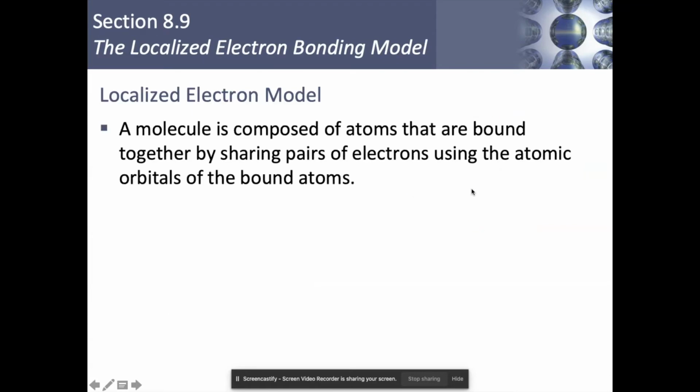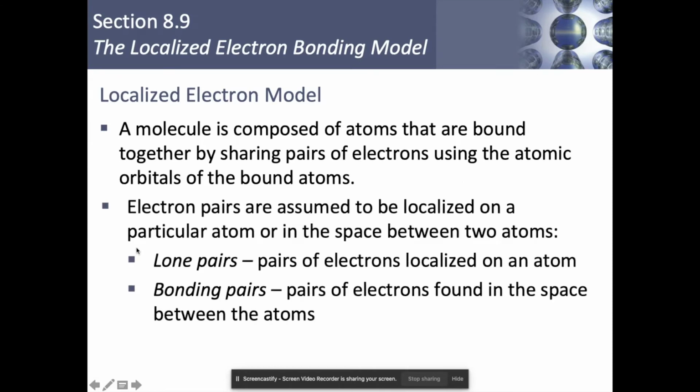All right, now, localized electron modeling. So a molecule is composed of atoms that are bound together by sharing pairs of electrons, right? We're talking about covalent bonding now. We've moved on from ionic bonding. That was just the very first section we had to talk about with lattice energy. Now we're only focusing on covalent bonding. And these shared pairs of electrons are bound to these particular atoms that we are modeling.